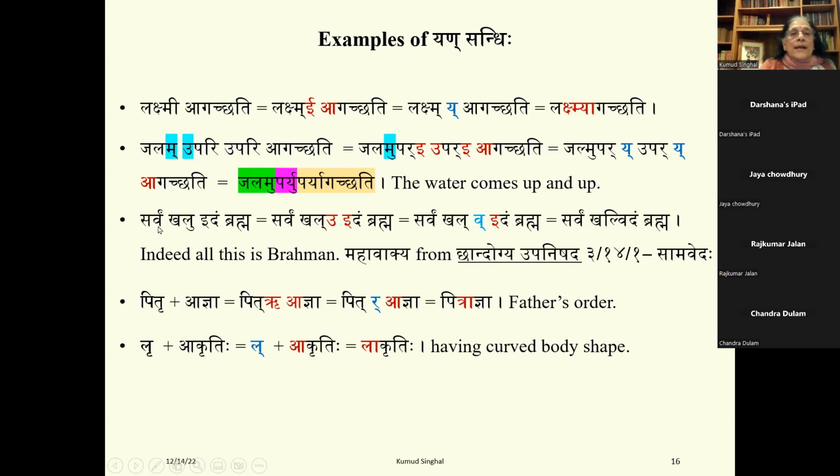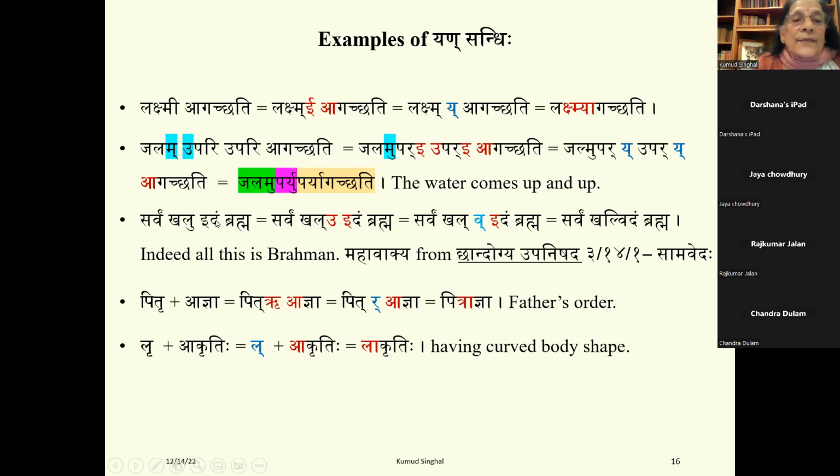Next example, sarvam khalu idam brahma. This is a Mahavakya, and it is from Chandogya Upanishad, like Tattvamasi and Aham Brahmasmi and so on. Sarvam khalu idam brahma means, sarvam means all. Khalu means indeed. This is an indeclinable. Idam, this. Brahma is Brahman. So indeed, all this is Brahman.